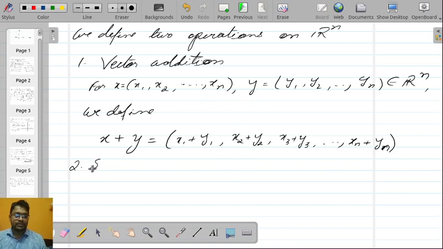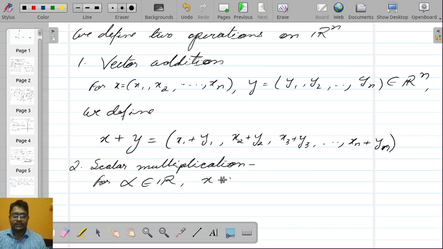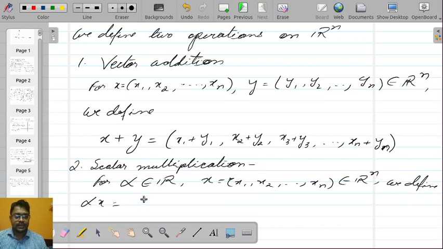And number 2, we define something called scalar multiplication. For that we take alpha in R and x equal to (x1, x2 up to xn) in R to the power n. We define alpha x as (alpha x1, ..., alpha xn), so we multiply each coordinate by alpha, right?